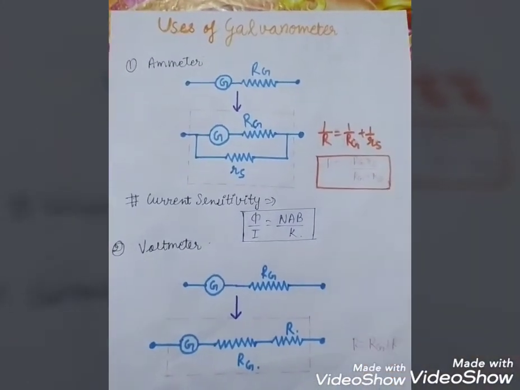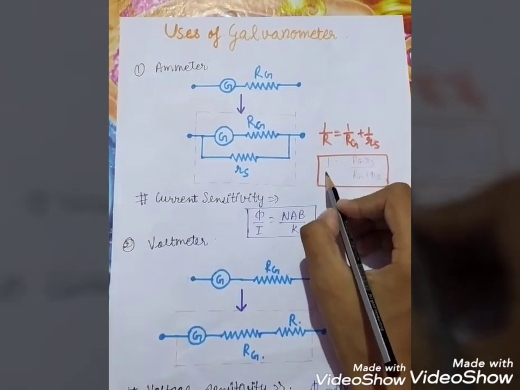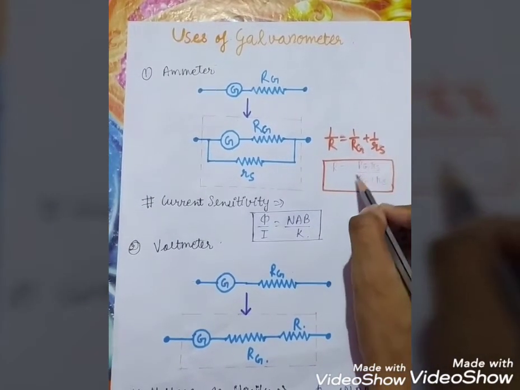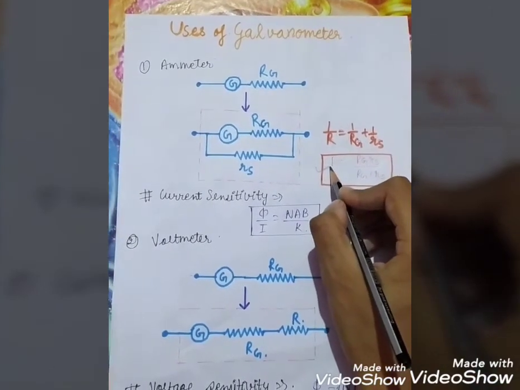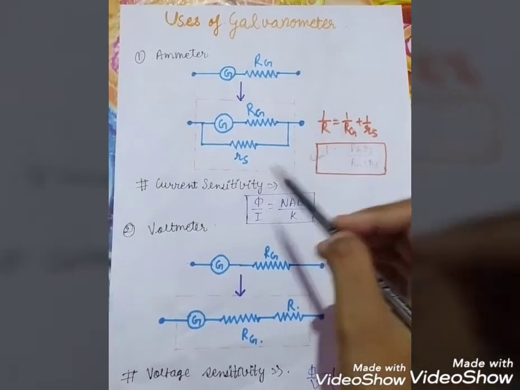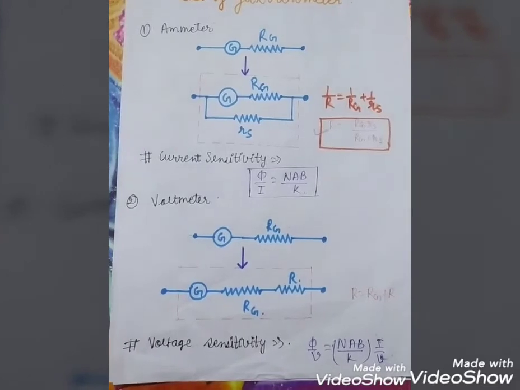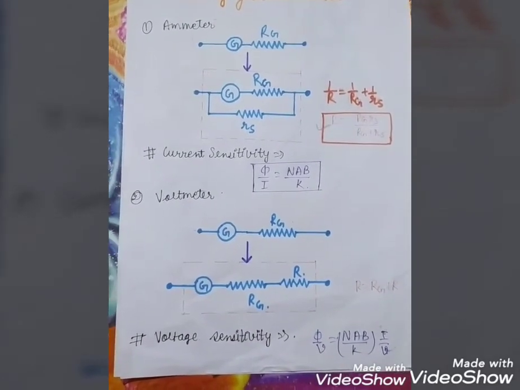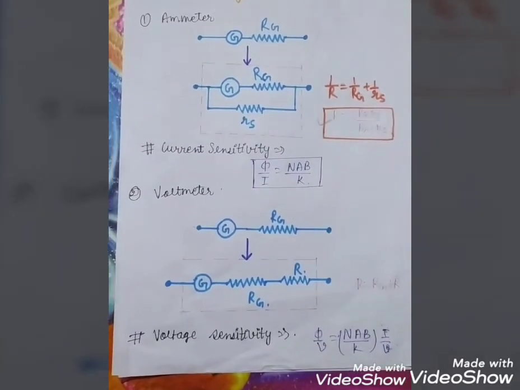So how can we get the equivalent value? After solving it, R becomes equal to Rg into Rs upon Rg plus Rs. So this is the equivalent resistance of the circuit. So how can we use a galvanometer as an ammeter? Simply, we use a very small resistance, called a shunt, in parallel to the galvanometer, and use this galvanometer as an ammeter.